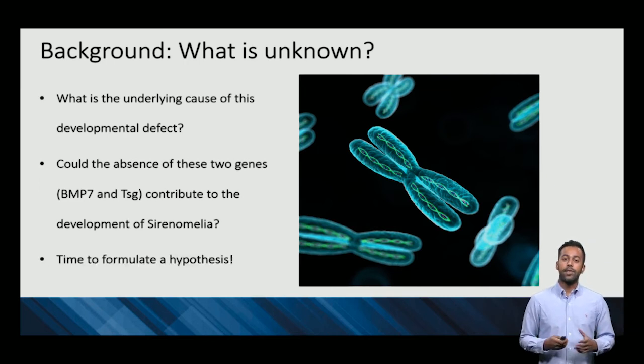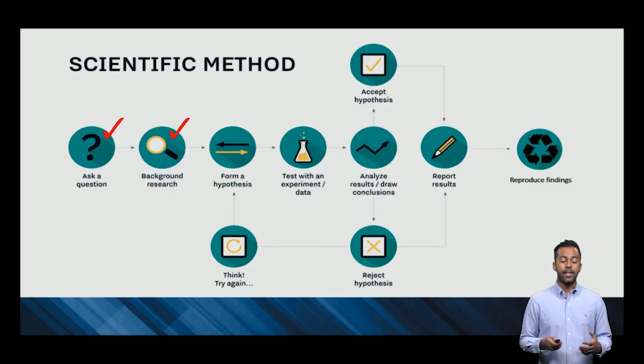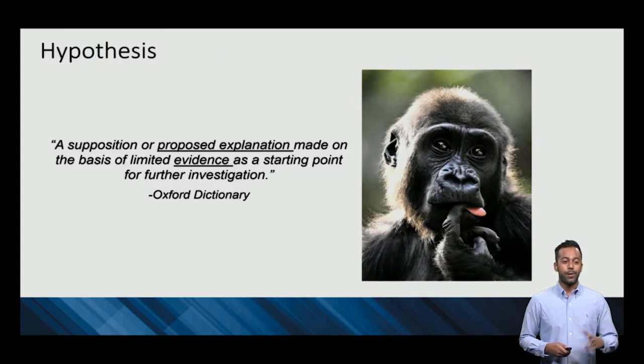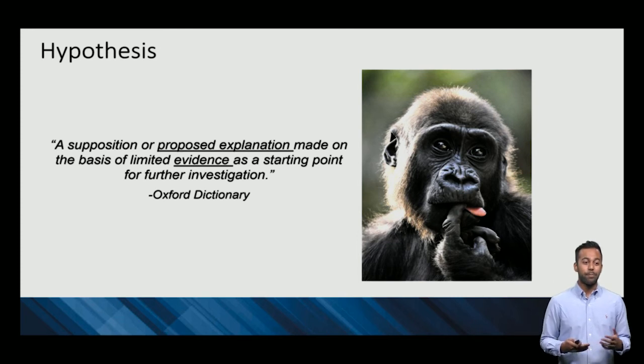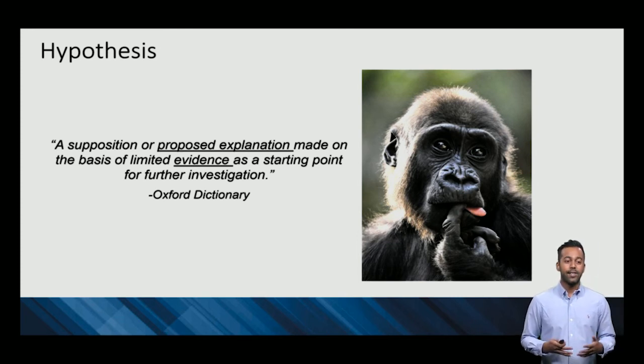So it's now time for us to formulate a research question or a hypothesis. And that's the next step in our scientific method. We've asked our question, we've got a topic in mind, we need to do some background research, and now we need to formulate a hypothesis. So what is a hypothesis? The textbook definition is a supposition or proposed explanation made on the basis of limited evidence as a starting point for further investigation.